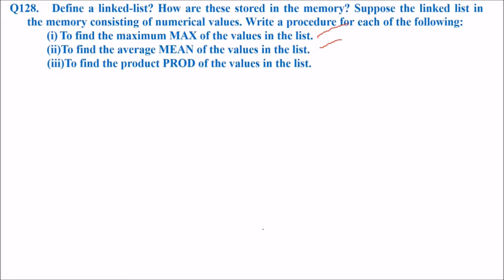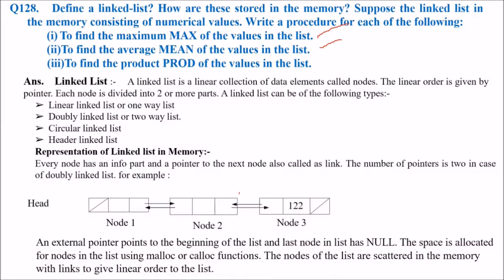A linked list is a linear collection of data elements called nodes, and the linear order is given by pointers. Each node is divided into two or more parts. A linked list can be of various types: one-way list or linear linked list, two-way list or doubly linked list, circular linked list, and header linked list.